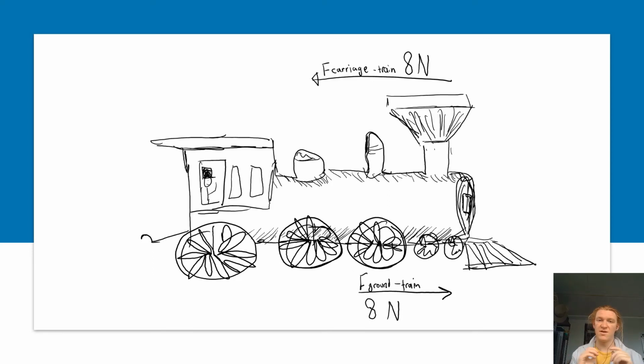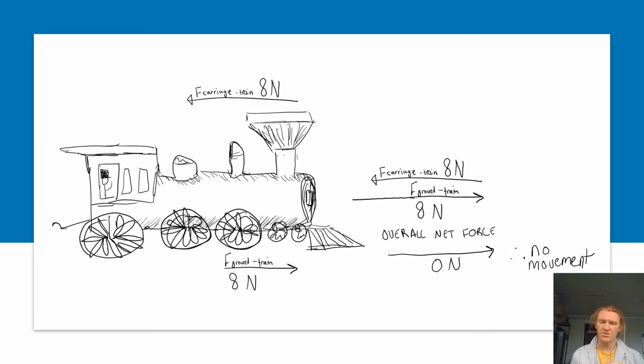Now, how about a quick bonus question? This one, very similar question. The only difference is the forces applied from the carriage and the forces applied from the ground. I'll give you a few moments to figure it out. So, using the exact same process as before, we simply add the horizontal forces together, and we get an overall net force of 0 newtons, meaning this train is not moving anywhere.